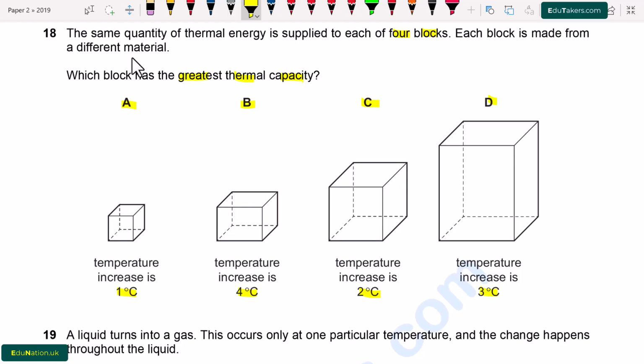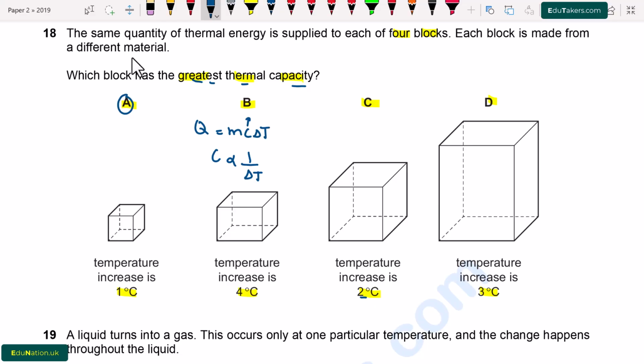by 3 degrees C. We know that Q is equal to m c delta T, where c is the thermal capacity and delta T is change in temperature or increase in temperature. So c is inversely proportional to delta T. When the increase in temperature is larger, the thermal capacity should be smallest. So here we have to tell which one of the following blocks has the greatest thermal capacity.